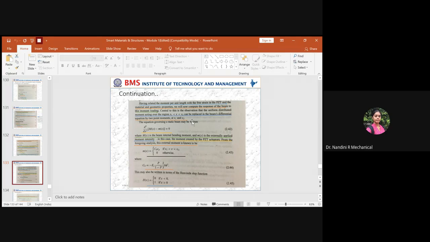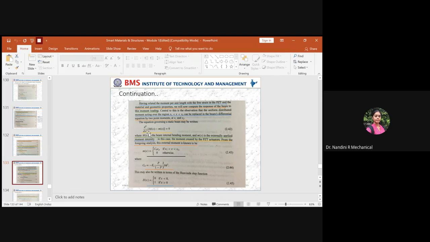So what are these values of X? We'll come to know a little bit later in the slide. Before going to that, let me show you that the governing equation will be in this form. You have to differentiate twice here to get the bending moment equation. So it will be d square by dx square, and in the bracket you write capital M of x minus small m of x.